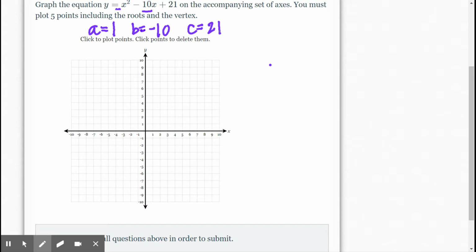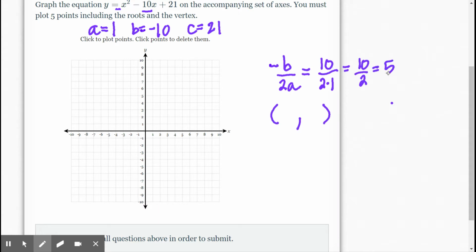Okay, now to calculate the vertex, we use this formula, negative b divided by 2a. And once we calculate that, that is going to be the x coordinate of our vertex. Okay, so negative b. B is negative 10. The negative of a negative is a positive. So positive 10 divided by 2 times 1. 10 divided by 2 is 5. So we've got 5 something. So I know my vertex is at 5 something.